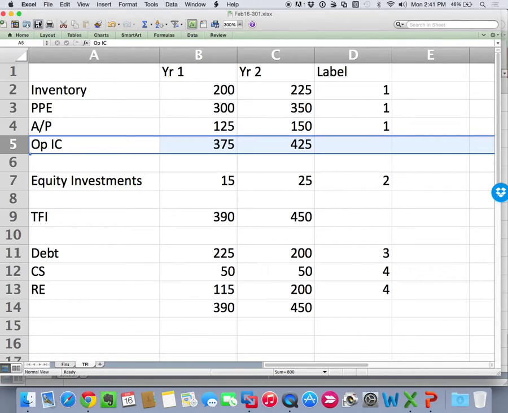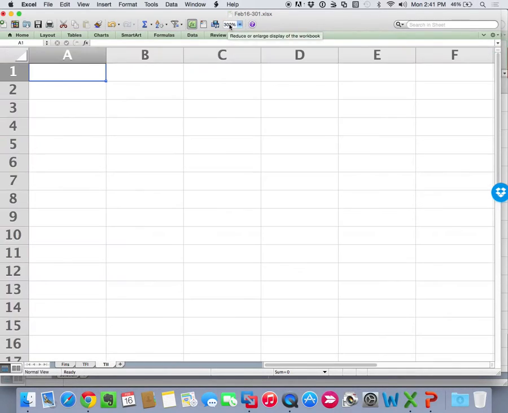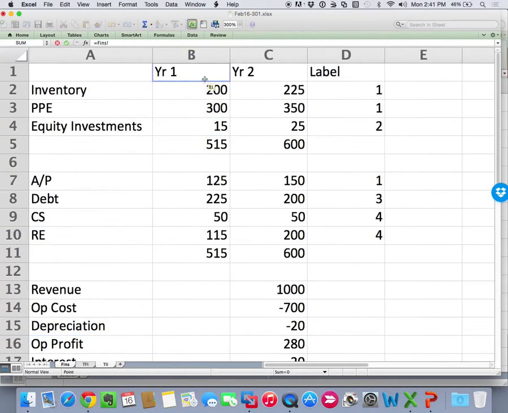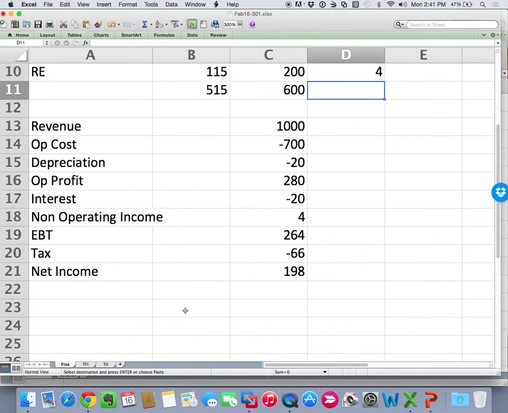Okay. Second statement, TII, total income available to investors. Again, bigger, easier to see. Start with the financials, carry over my labels. Let's go back to the labeling. I got to label my income statement, 1, 2, 3, and 4.